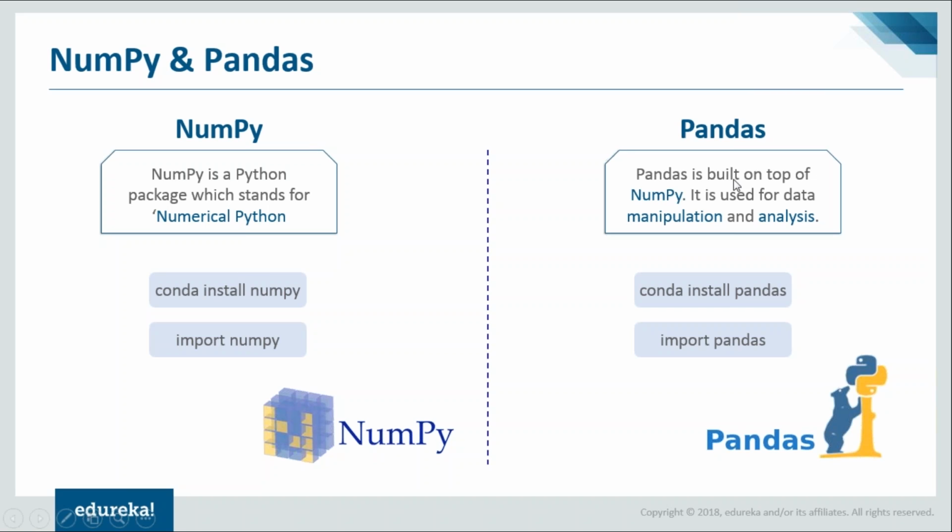Similarly, we have Pandas. Pandas is built on top of NumPy, so it is used for data manipulation as well as analysis. Pandas is also well suited for different types of data such as tabular data, matrix data, observational or you can say statistical data, and many kinds of heterogeneous data as well. The installation process is exactly the same as that of NumPy. You can go ahead and type in conda install pandas, and if you're not using Anaconda, you can simply use pip, and finally go to your IDE and type in import pandas.